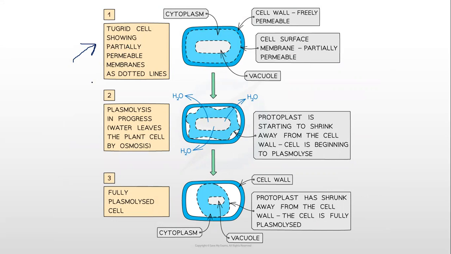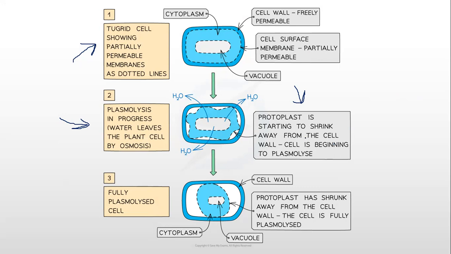Turgid cells showing partially permeable membrane as dotted lines. लेकिन जैसे ही plasmolysis was in progress, water leaves plant cell by osmosis and the protoplast. Protoplast क्या होता है? Cytoplasm. वो जो आपकी the outer layer, ठीक है, cytoplasm plus the outer layer of the vacuole. ये सारा क्या है? This is all protoplast.